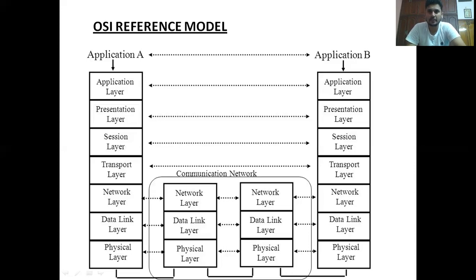Open system interconnection, as the name suggests, consists of a 7-layer architecture. The OSI is the 7-layer architecture.